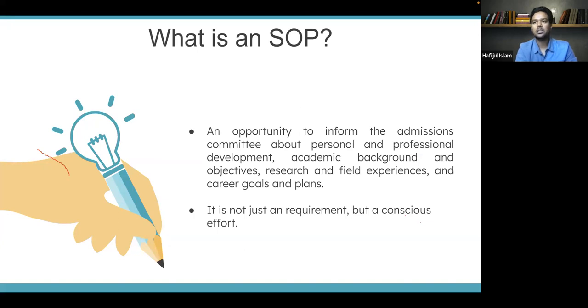You will not tell stories about yourself or stories about your family and all. This is not the place. But it's the place where you talk about your academic journey and share relevant information that is not present in the CV or in the transcripts.